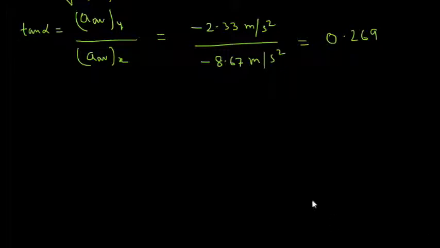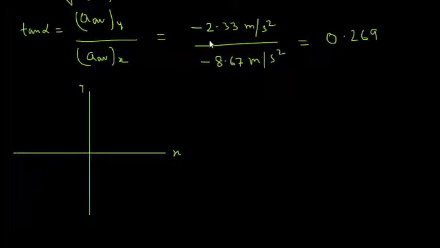Now here we have to draw the graph. To find out the angle, we have to draw the graph. So this is the x-axis, this is the y-axis. Now the average acceleration x component, which is negative, will be somewhere in this direction, and the average acceleration of y will be somewhere in this direction. So the average acceleration for these two y and x components will be somewhere in this direction. So draw the parallelogram here. So let it be this.